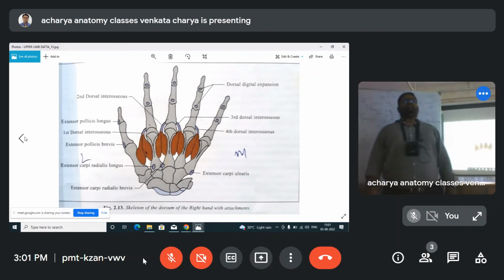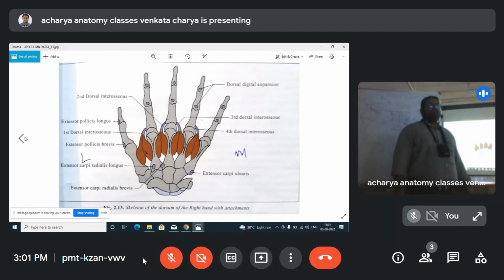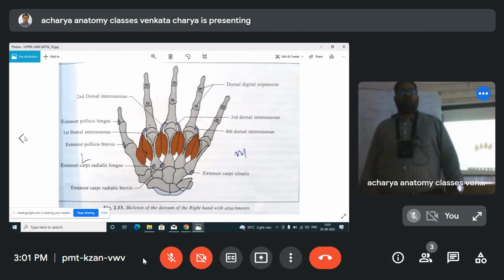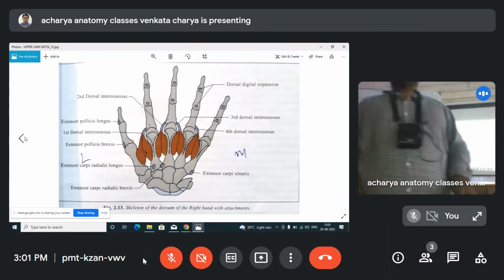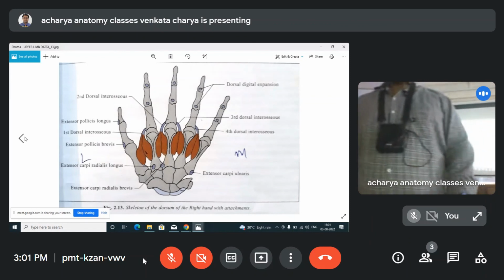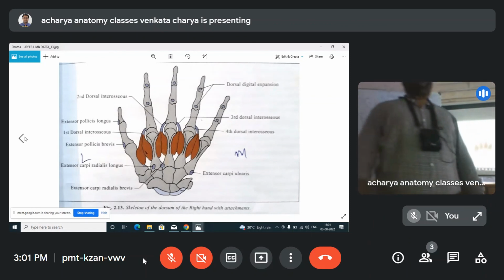Are you getting? Okay, so this one is the extensor pollicis brevis, right? So this one is the radius. Okay, take a 5 minute break, then we start the ulna.